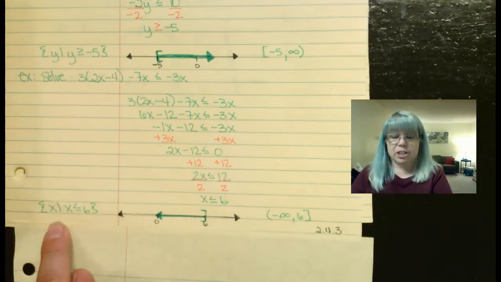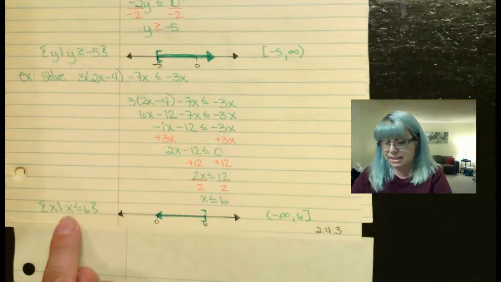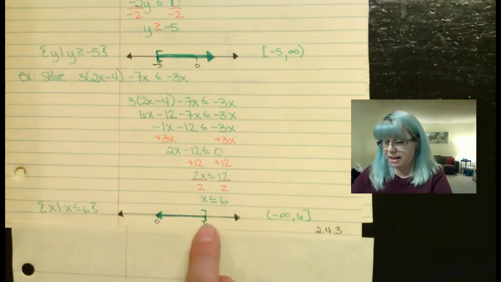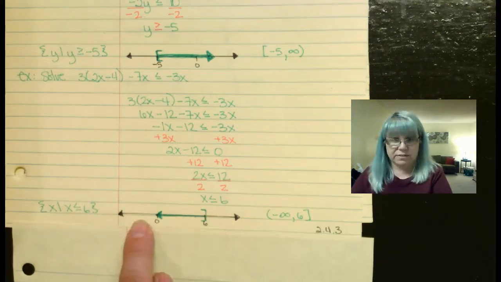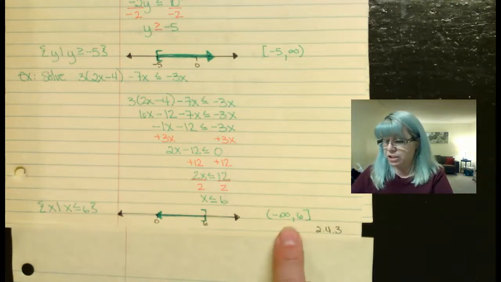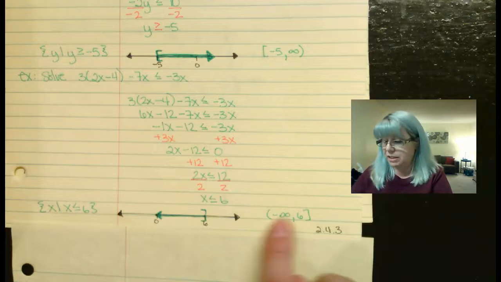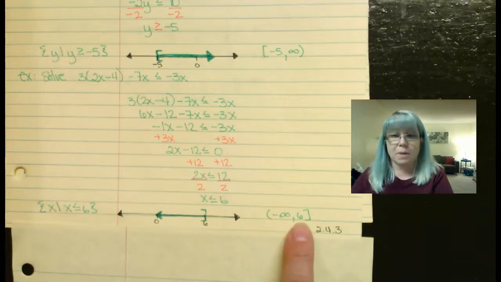In set notation, x such that x is less than or equal to 6. Graph notation, I have a bracket because I'm including 6, bracket, then pointing everything to the left. In interval notation, since it's pointing everything to the left, it means it's going down to negative infinity, so it's parenthesis, negative infinity, comma, 6, bracket.